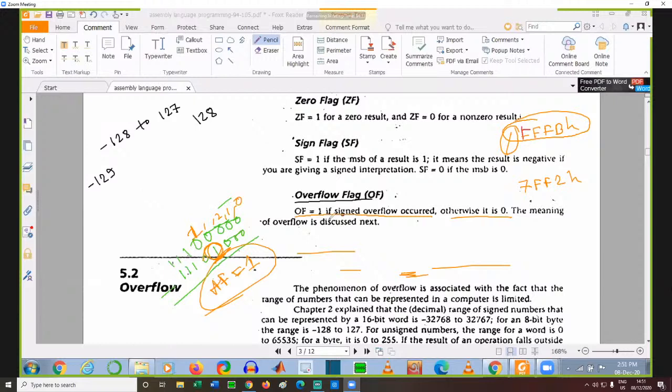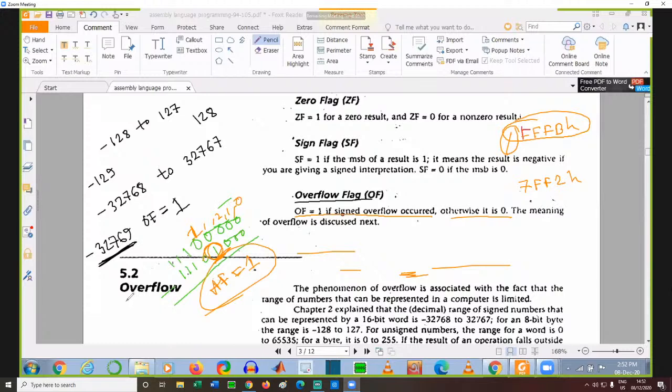The signed range is minus 32768 to positive 32767. So if you get a result out of this range, suppose in 8086 you only work with 16-bit data, and your result is minus 32769, then the overflow flag will become 1, because for 16-bit signed interpretation you are getting out of the range.